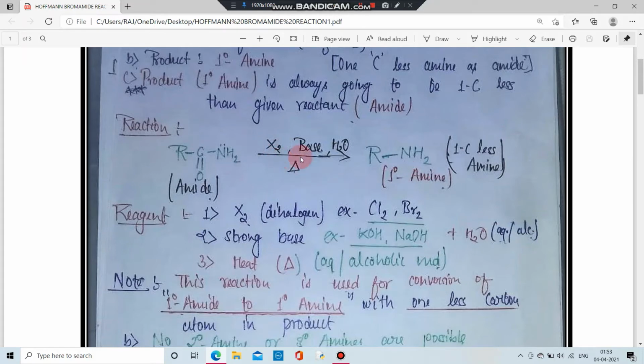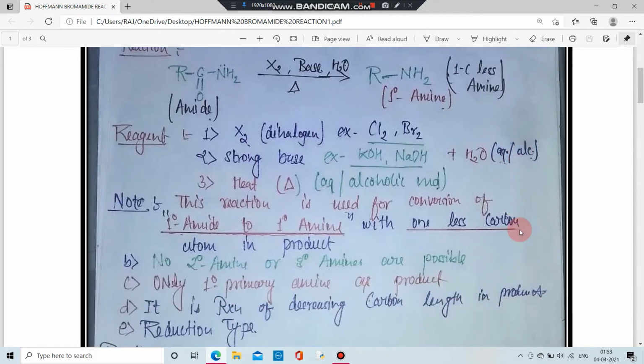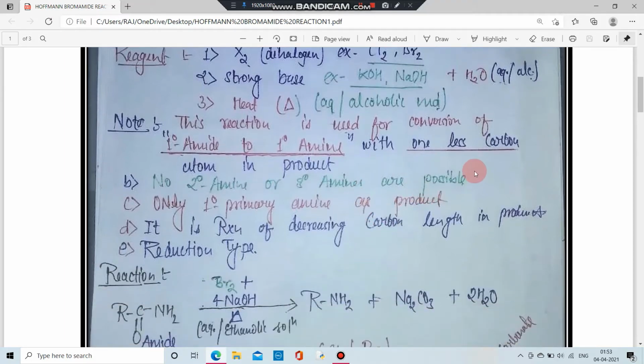Now in this reaction we have used reagents as dihalogen, which may be bromine or chlorine, and bases like KOH or NaOH, and the medium may be aqueous or sometimes alcoholic also. We also use heat in this reaction. So it is a reaction in which conversion of primary amide to primary amine takes place with one carbon atom less in the main product, or we can say there is no formation of secondary amine or tertiary amine in this Hofmann bromamide degradation reaction.